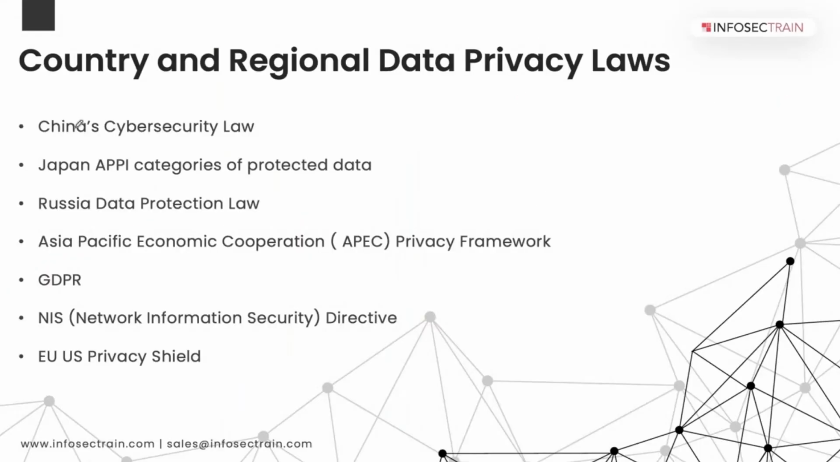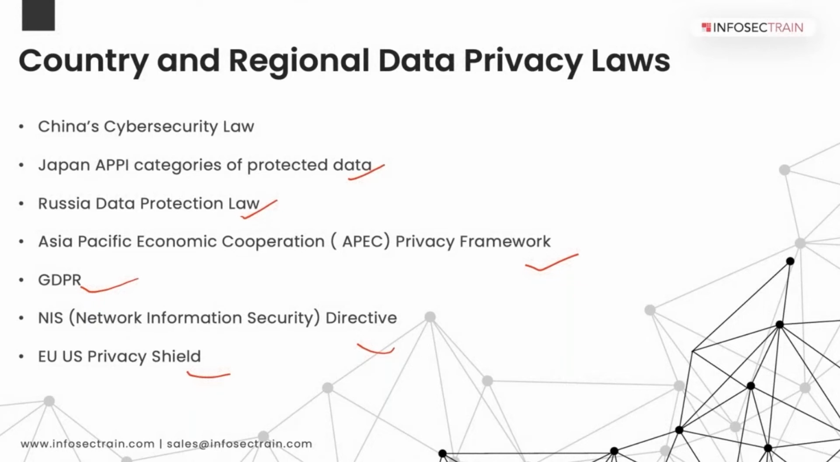There are going to be different country and regional data privacy laws, like in China and Japan. We have the APPI, the Russian data protection law, the APAC privacy framework, GDPR, NIS, EU-US Privacy Shield. These kinds of things are different over here. So when we start, we'll be reviewing some of the country and regional data privacy laws.